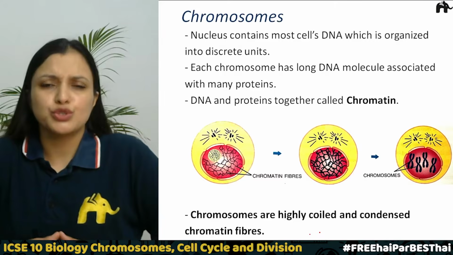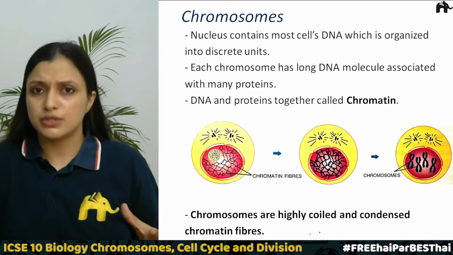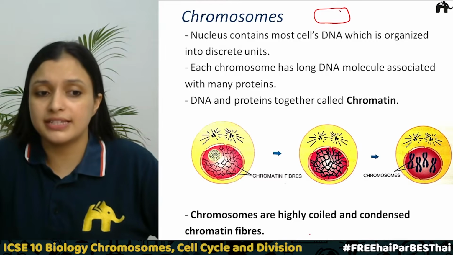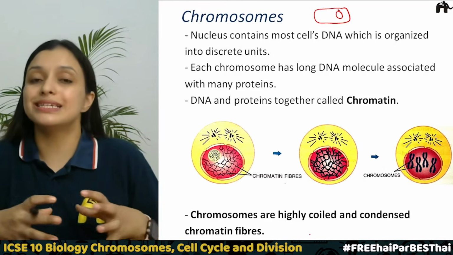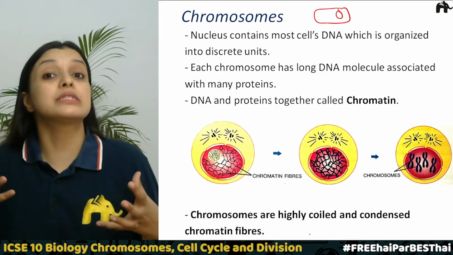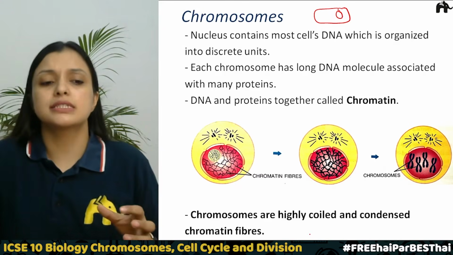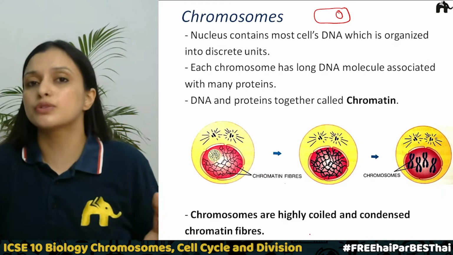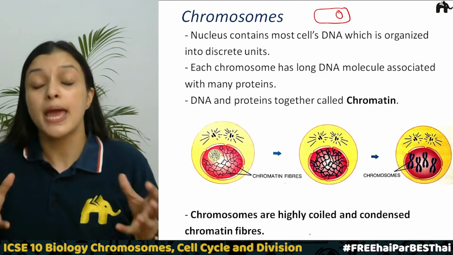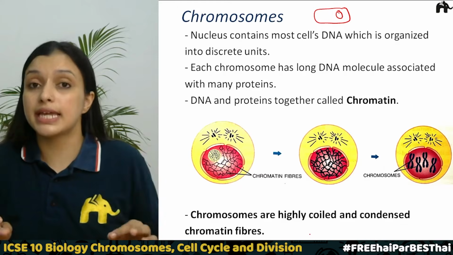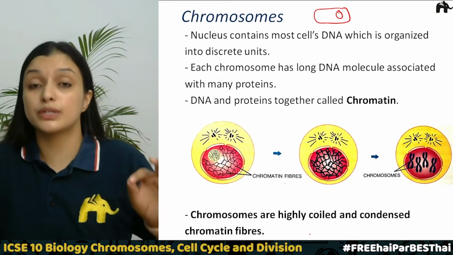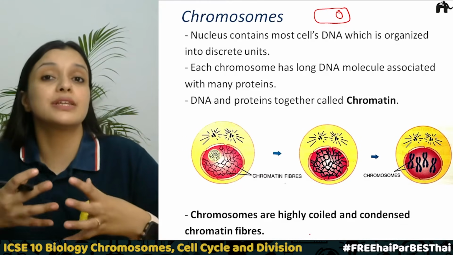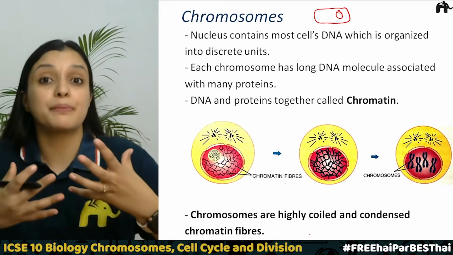Talking about chromosomes, a cell contains a nucleus, right? When this cell is unstained, there are many components inside the nucleus which are not visible, which cannot be noticed. But when this cell is stained with a suitable dye, the contents of this nucleus start becoming visible.